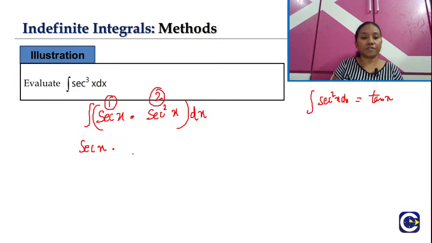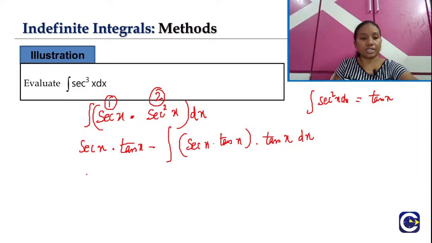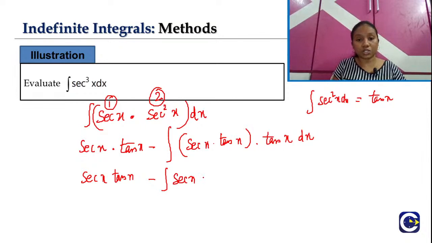So integration of secant square x will be tan x, minus the whole integration of differentiation of first function. Differentiation of secant x is nothing but secant x tan x, right? Into integration of second function, again integration of secant square will be tan x, so whole dx here. So this secant x tan x will remain as it is, but here I am going to have secant x into tan square x.